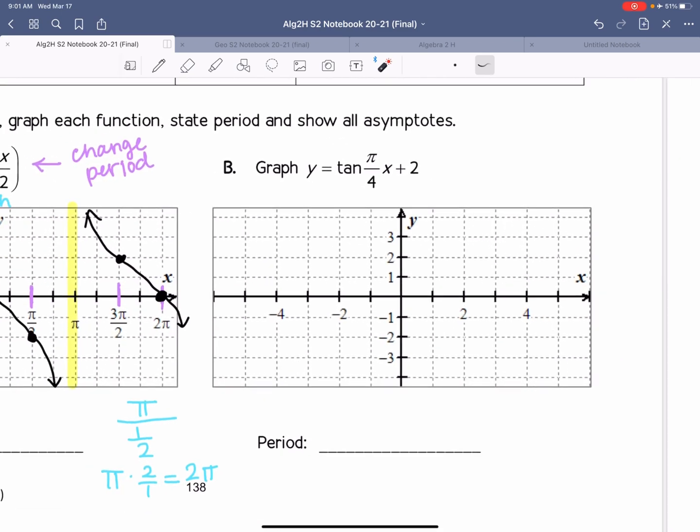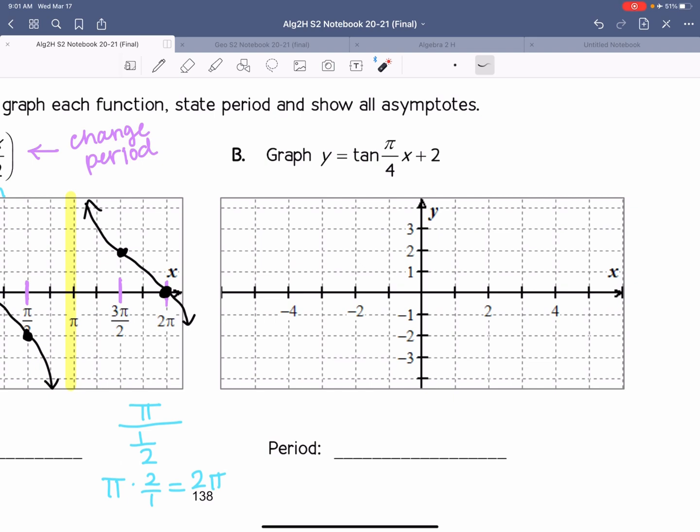So here's graph B. So let's talk about the things that are happening here. So this is being multiplied to my x. This is going to change my period again. It's on the inside of the function, that changes your period. If it's being multiplied to the outside, then it is vertically stretching, inside changing period. Plus 2 on the outside, you guys should know that's going to move it up 2.